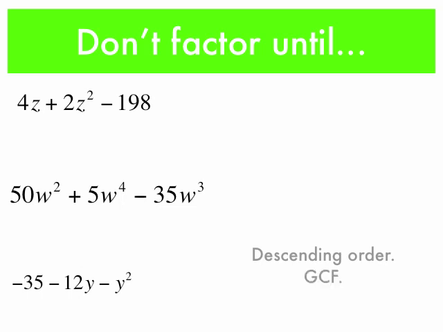Look to see if there's a greatest common factor. If there's a greatest common factor, factor it out first. And always, if you've got a leading negative, make sure you factor out that leading negative. Do these on your own if you can. If not, I'll be doing them for you as soon as you restart the video.